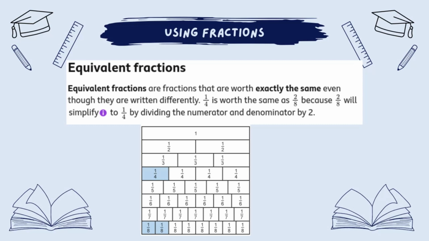Equivalent fractions are fractions that are worth exactly the same, even though they are written differently. 1/4 is worth the same as 2/8 because 2/8 will simplify to 1/4 by dividing the numerator and denominator by 2.